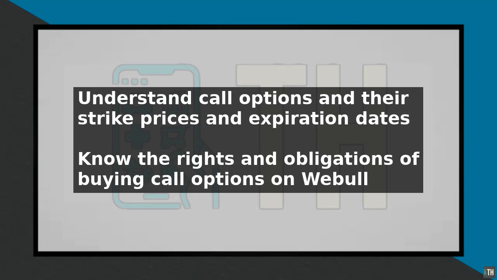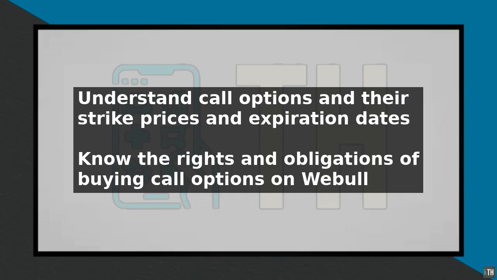To buy calls on Webull, you first need to understand what a call option is. A call option gives the buyer the right, but not the obligation, to buy a specific stock at a predetermined price, known as the strike price, before a certain date, known as the expiration date.